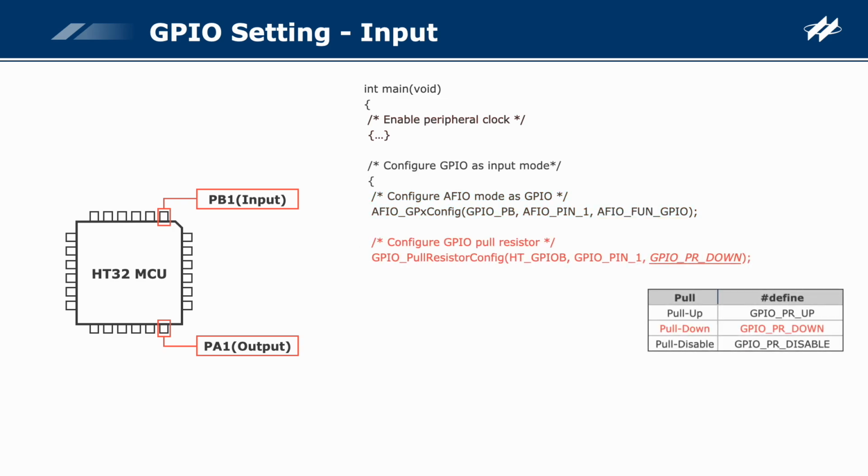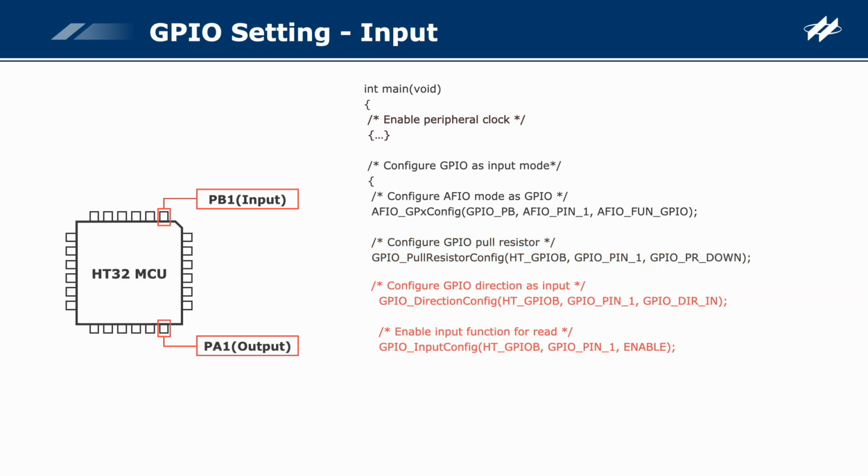Then, use the GPIO pull resistor function to set the pin to pull up, pull down, or pull disable. In this example, it is set to pull down. Next, configure the GPIO direction to input and enable the input function. Now, the setting is finished. PB1, input mode, internal pull down, input enable.